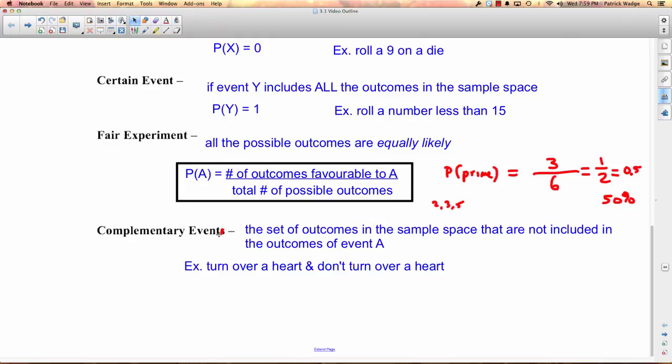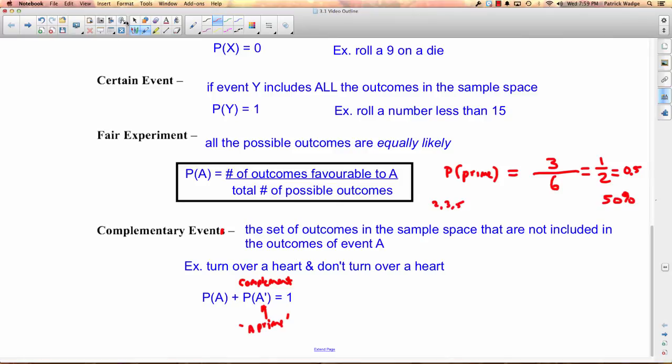So what do you know the relationship is with complementary events? If you were to take these two events, turning over a heart and not turning over a heart, and add them together, what would you get? You would get 1. Okay, the probability of event A plus the probability of the complement, and the way we say this is A prime, equals 1. That makes sense, right? Something has to happen. Either A happens or A doesn't happen. And so adding those together has to equal 1.